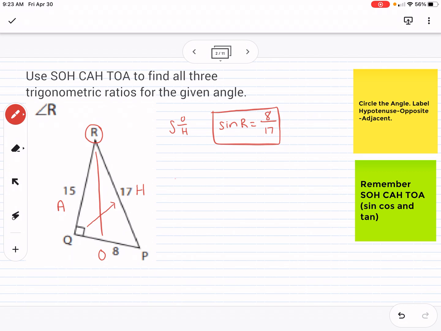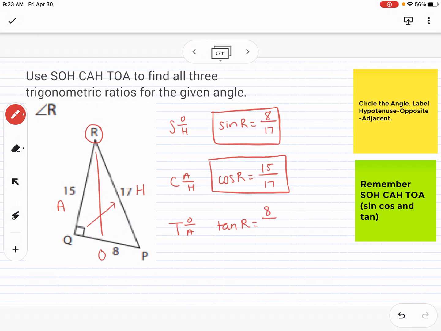Our next trig ratio is CAH. So C stands for cos, our angle is R. In our picture, A is 15 and our hypotenuse H is 17. Next, we're going to do TOA. T stands for tan. So tan angle R equals O over A. O is 8 and A is 15. So these would be the three trig ratios that could be used for angle R in this triangle.